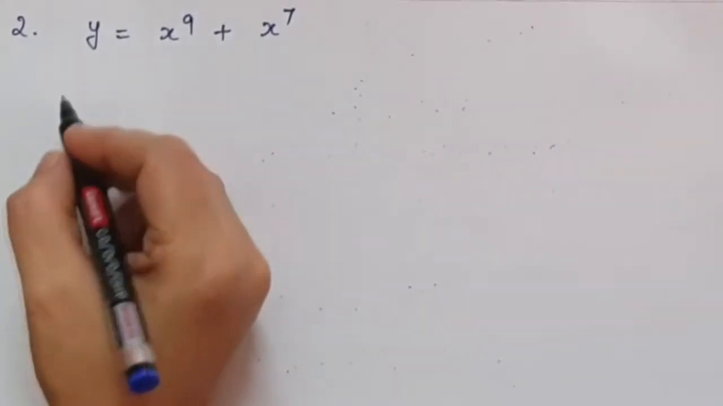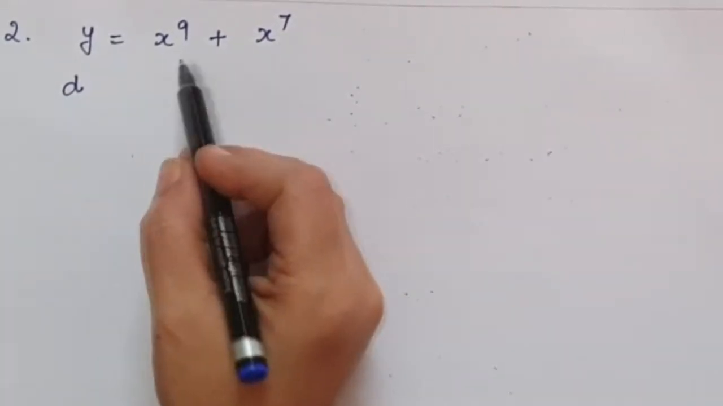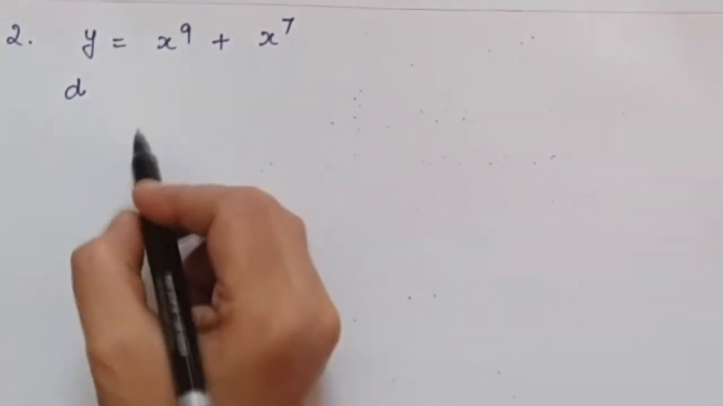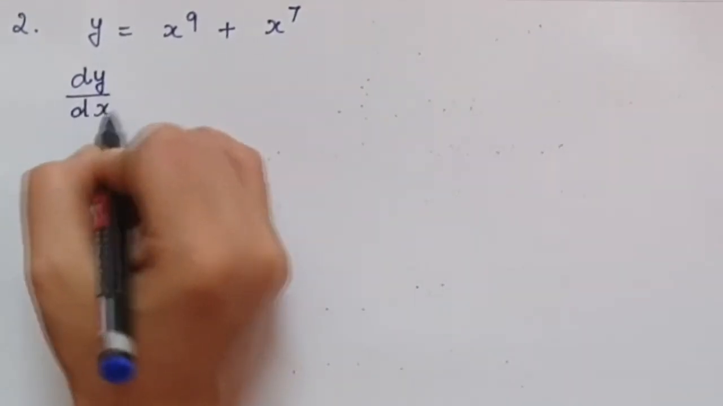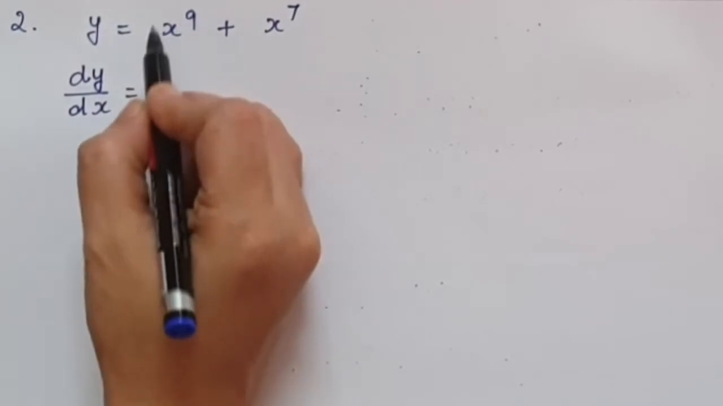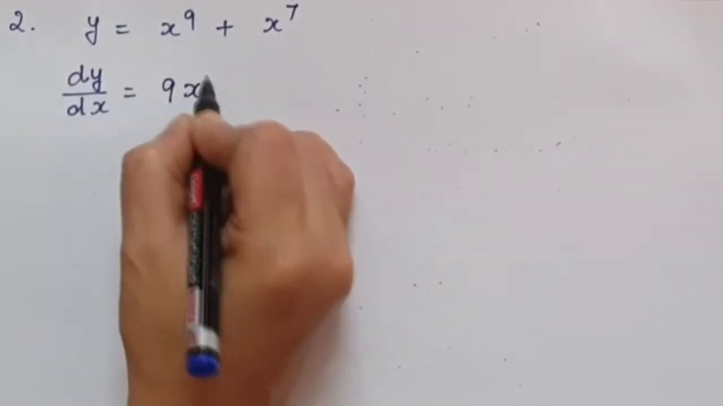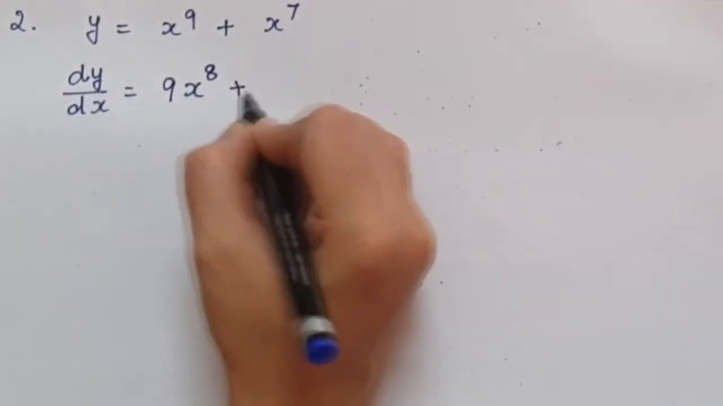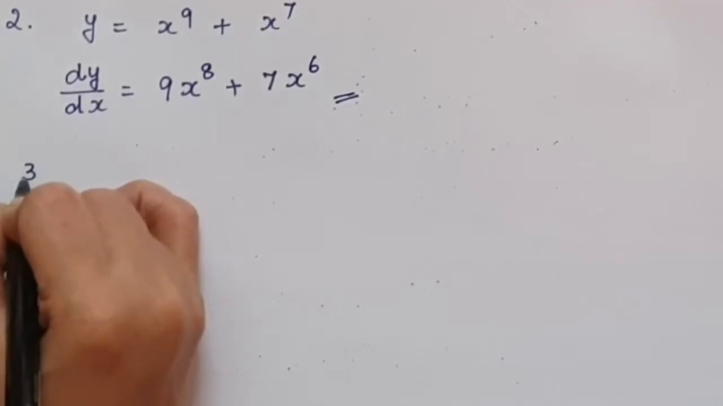Now let us do the simpler way. The second question is y equals x power 9 plus x power 7. Now let us do it the simple way which we understood. So dy over dx will be equal to this power taken forward and the power reduced. That is differentiation. 9x to the power of 8 plus 7x to the power of 6. That's it, done.